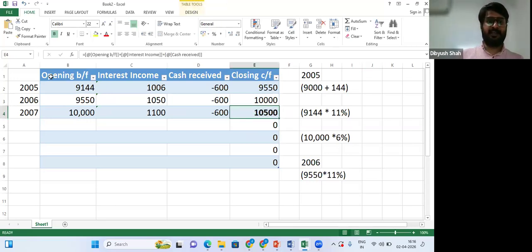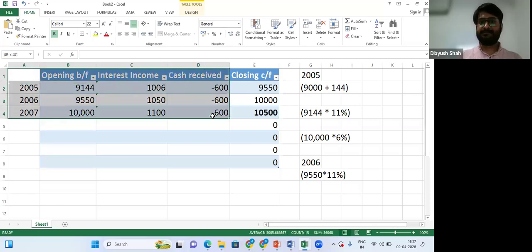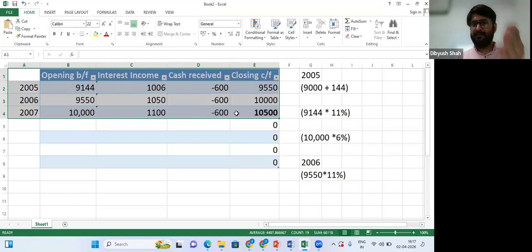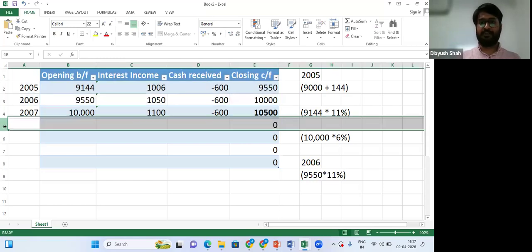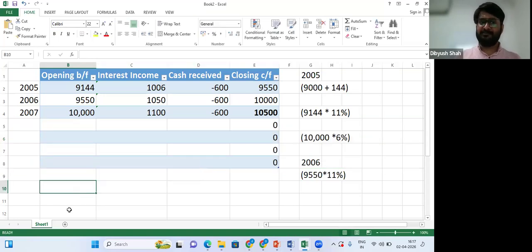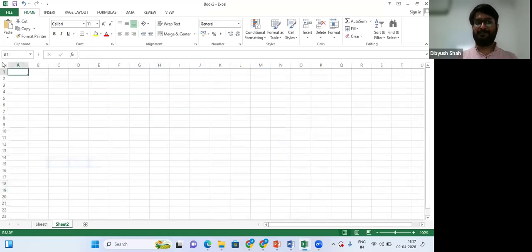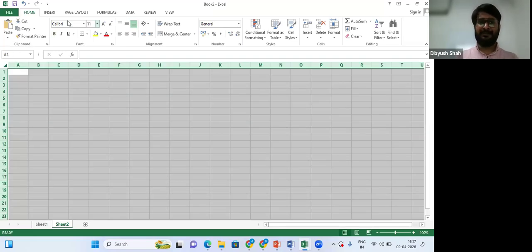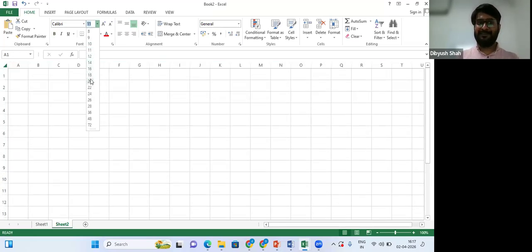Shall we pass the journal entry for this? Yes. So what is it? See, 2005: opening value, interest income, cash received, closing. 2006: opening, interest income, cash received, closing. And 2007 also the same. I know journal entry is not required for the purpose of your exams, but you should still know it. Why so? Because journal entry is more or less the soul of accounts, and you will find journal entries. So I'm explaining it to you, not forcibly, just explaining.